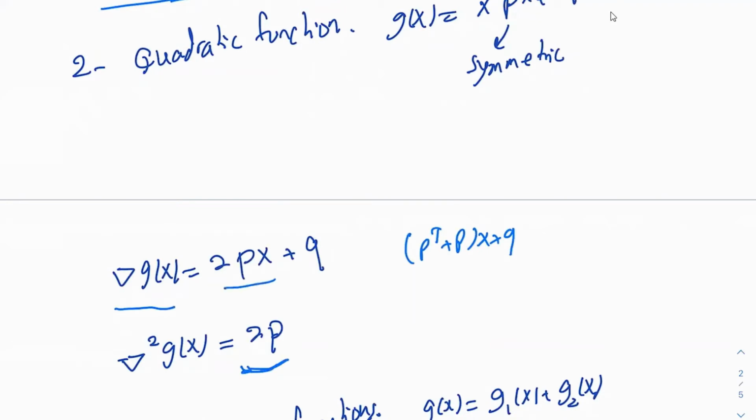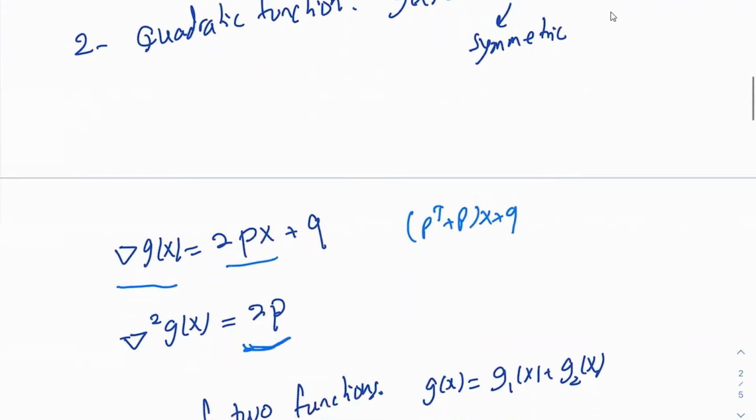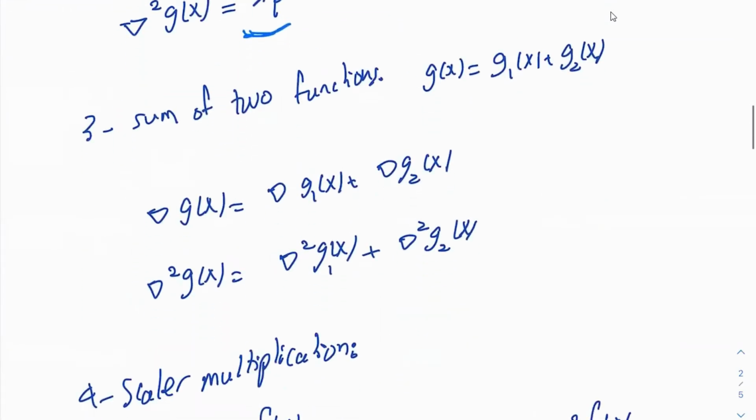If you take it with respect to x one more time, you take a gradient one more time, you get 2p. Okay, good. Now sum of two functions. If g of x is equal to g1 of x plus g2 of x, then the gradient of g of x is the sum of the gradients, exactly like the properties of the derivative, right? So you take the gradient of g1 of x first, plus the gradient of g2 of x.